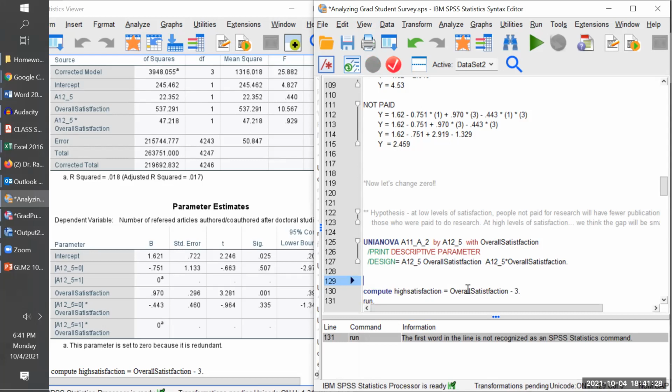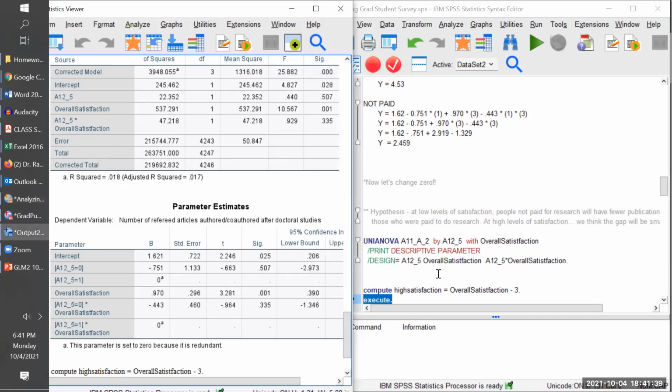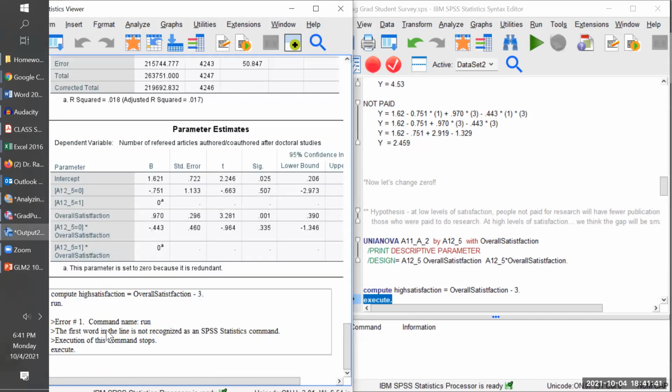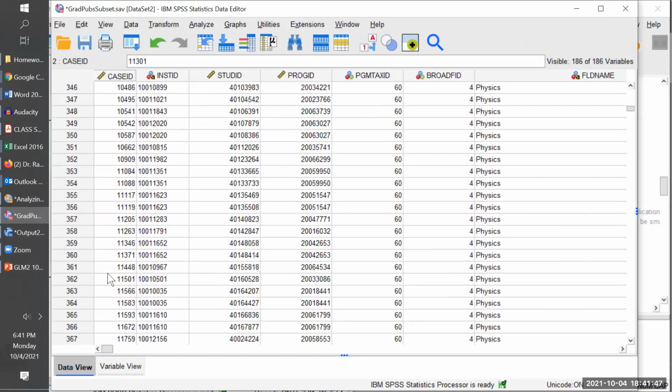Coral, what? What do you mean? Execute. Oh, wrong program. Okay, so now it has run. What do you mean? Ugh.